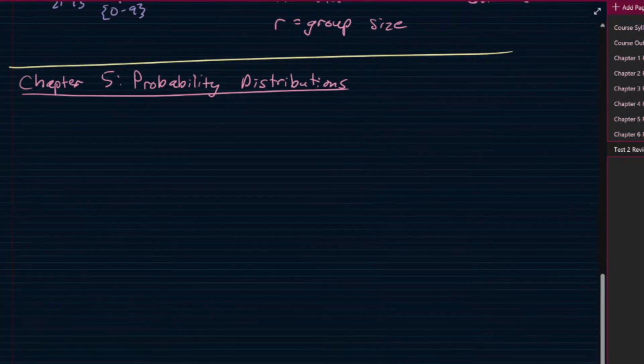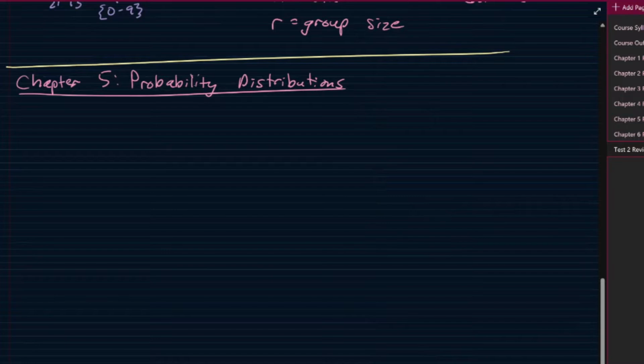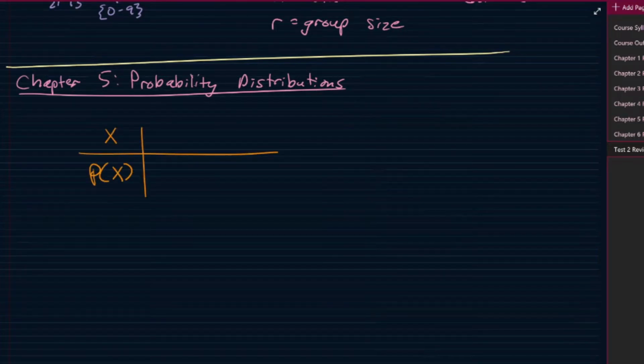So a probability distribution looks like this. We've got some variable x, and then the probability that that variable occurs. Maybe this will be little x1, little x2. There could be up to little xn of them. And then here, this is the probability of the first one, the probability of the second, and the probability of the nth.